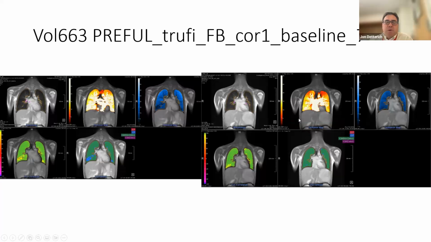The one on the right's post-albuterol, isn't it? It is, yeah. You can see that. That's amazing. Yeah, that's really cool.